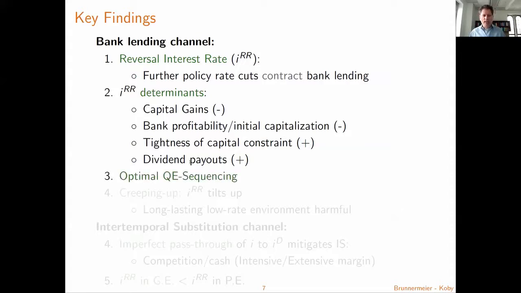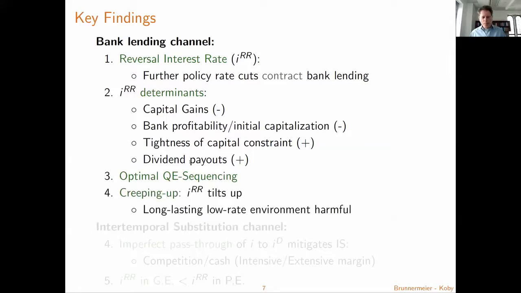Another result I would like to present essentially is that there's an optimal sequencing in terms of timing: when do you want to do QE and when do you want to cut interest rates. What we are showing essentially is that you want to cut the interest rates down all the way to the reversal interest rate, and then only subsequently you do some QE. So you exhaust first all the interest rate policy space before you do QE.